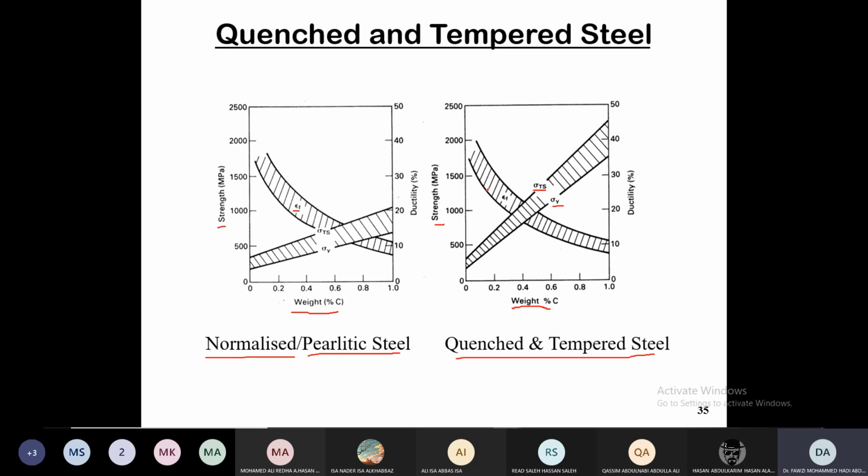normalized pearlite. And not only that, the yield strength and ultimate strength are much bigger, but also you could see no loss in the ductility as well. The material also has appreciable ductility, which you can utilize in different forming processes as well using the tempered martensite material.